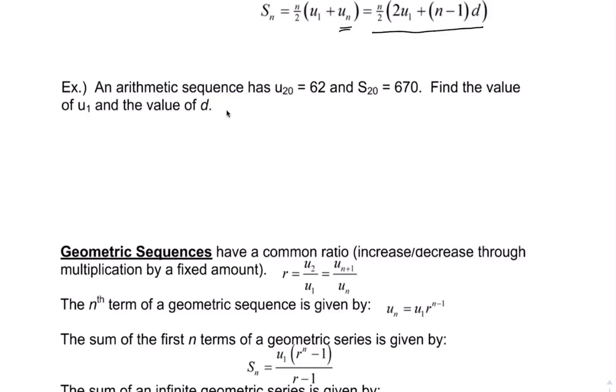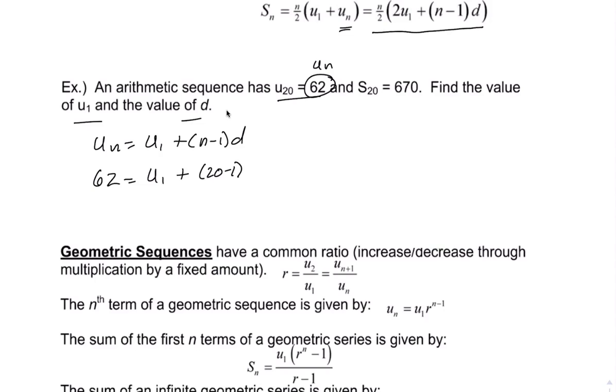So here's a trick. Anytime you're missing a term or two, you always go back to the original formula. So I'm going to go back to my original formula. Un equals u1 plus n minus 1 times d. So this is my un. So 62 equals u1, which I do not have, plus 20, it's the 20th term, minus 1 times d. So I have 62 equals u1 plus 19d. So that's that formula right there.